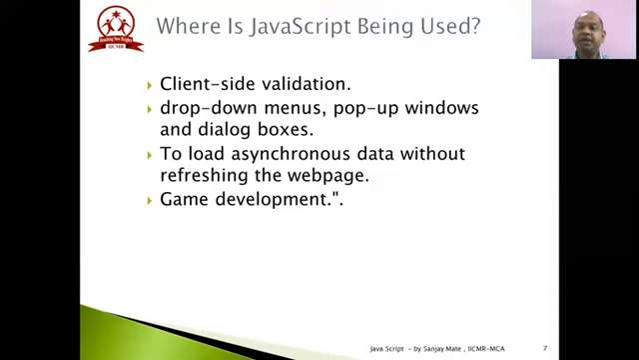Where is JavaScript being used? Client side validations. That is what I have already told. You can validate the form. You can check the text field, whether it is empty or not. Whether the user entered the wrong data type or wrong information in that particular text field. For example, if you want the phone number and the user enters text, you can check that at the client side only.